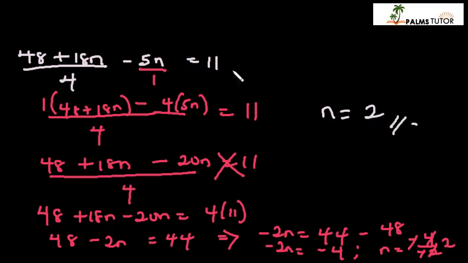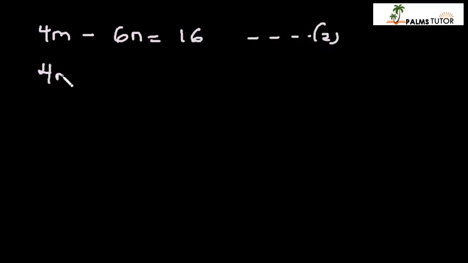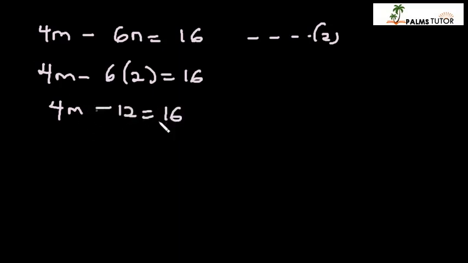Now, that's the first stage. We have gotten n. How do we solve for the other unknown? We substitute the value of n into any of the equations, actually, to solve for the other unknown. So in this case, I'm going to pick equation 2 again. So I have 4m minus 6n equals 16. That's what our equation 2 is. So now that I know the value of n to be 2, I have 4m minus 6 into bracket 2 equals 16. So 4m minus 12 equals 16.